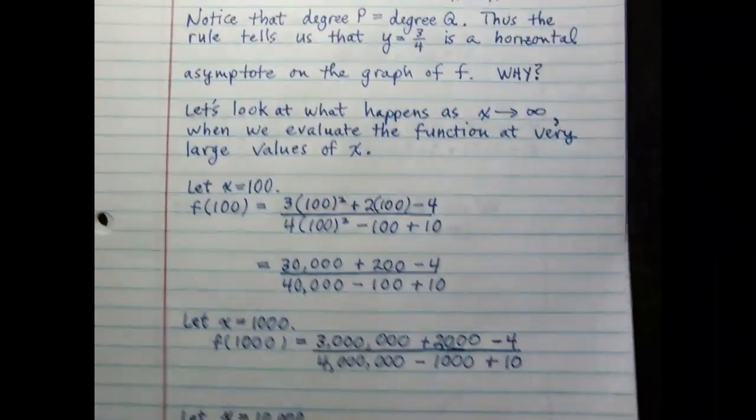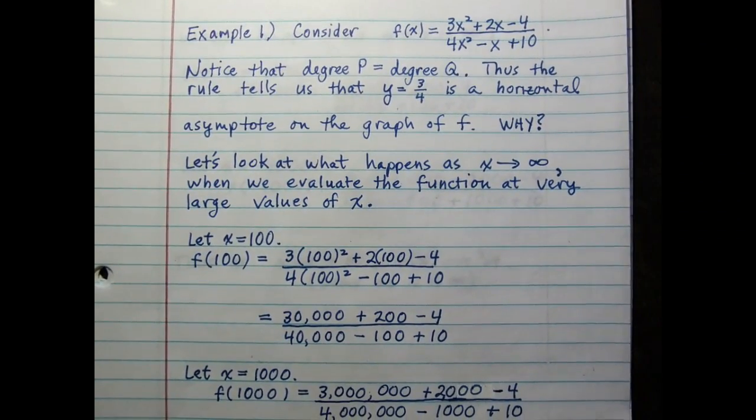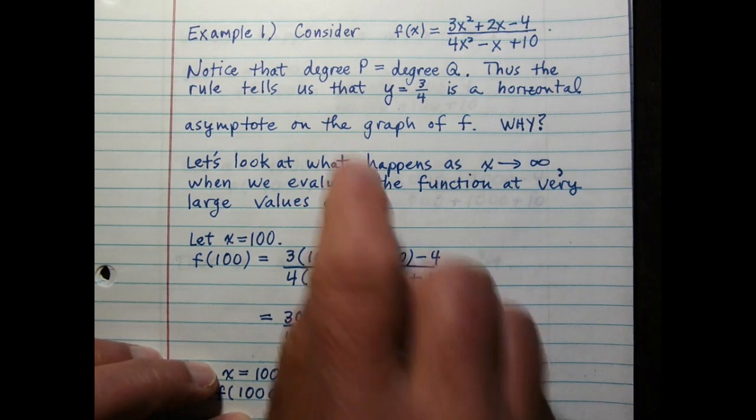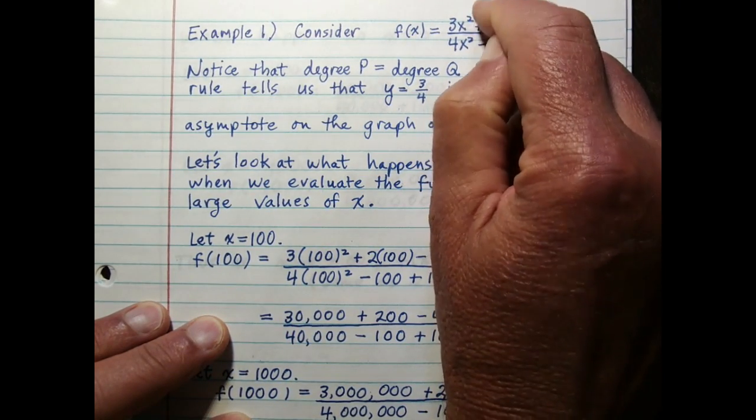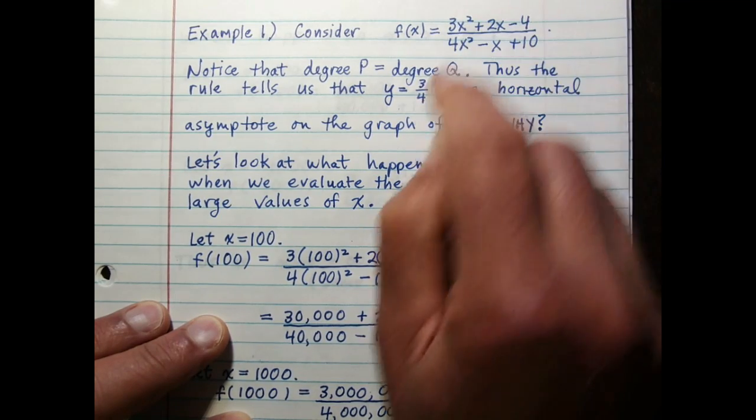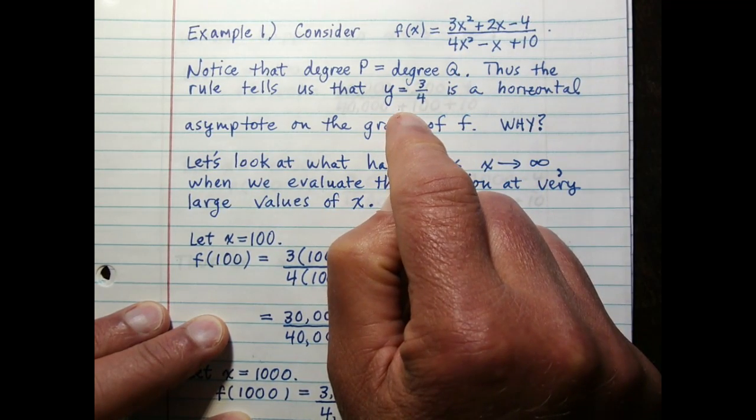So we're going to look at some examples, and the first example is a pretty complicated rational function. f of x equals 3x squared plus 2x minus 4 over 4x squared minus x plus 10. Notice that the degree of p, the numerator, equals the degree of q, the denominator. They're both of degree 2. So the rule tells us that we can find the horizontal asymptote by taking the lead coefficient of numerator and denominator, so 3 above, 4 below, and write y equals 3/4. That's going to be a horizontal asymptote to the graph of f.